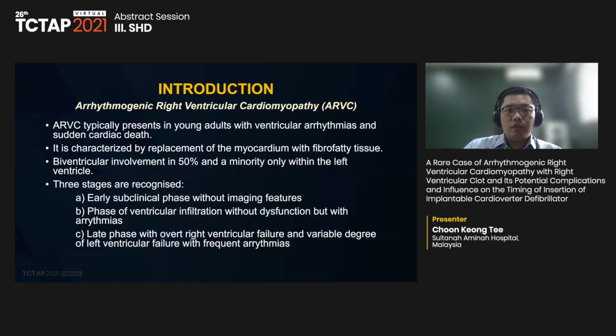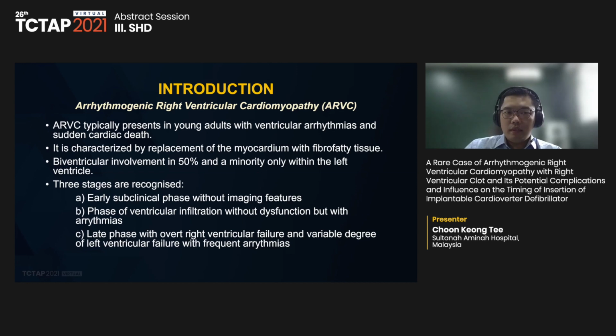So, just a short introduction about arrhythmogenic right ventricular cardiomyopathy, ARVC. Typically, ARVC presents in young adults, quite suddenly with sudden cardiac death or resuscitated ventricular arrhythmias. The main pathological characteristic is replacement of the myocardium with fibrofatty tissue. ARVC may present biventricularly in 50% of patients, and even in a minority of patients only within the left ventricle.